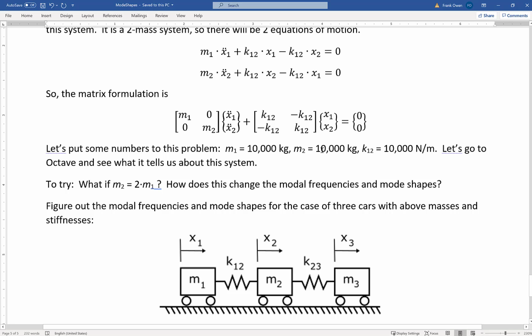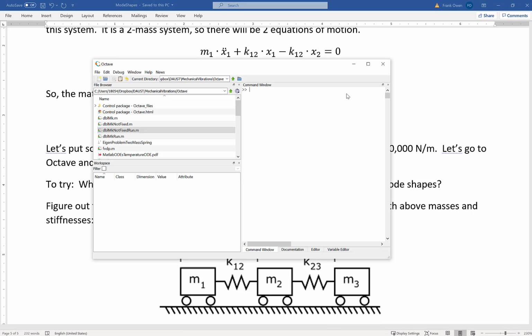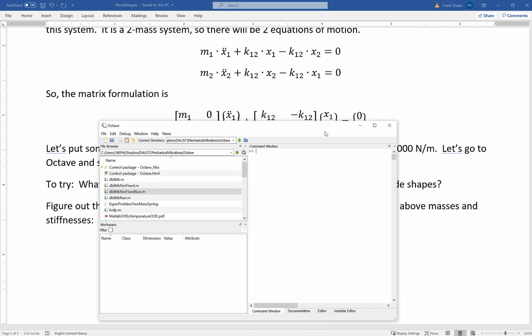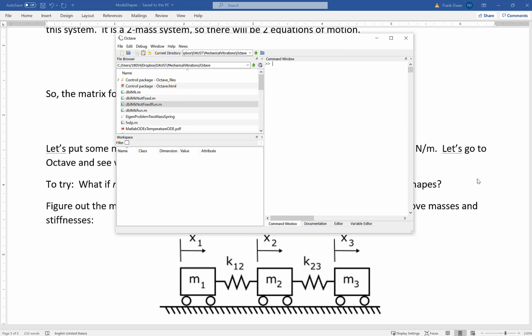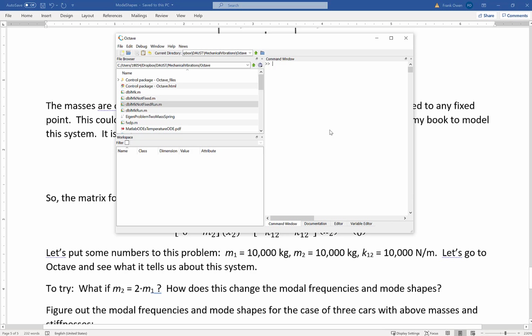So what I want to do now, once I have these equations and I've assigned values to them, is go to the MATLAB-like, open source simulation program, Octave, and see how this system is going to behave. So let me turn Octave on. I already have it turned on. Let me put Octave up here, and then put this down here so I can see what I have for my values.